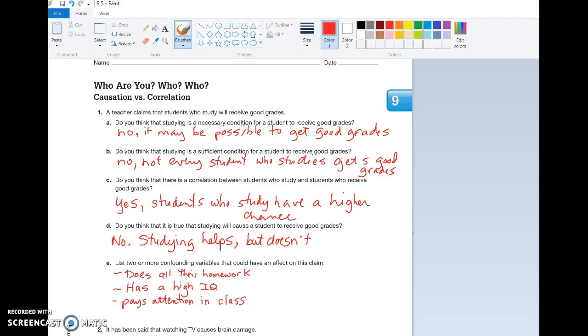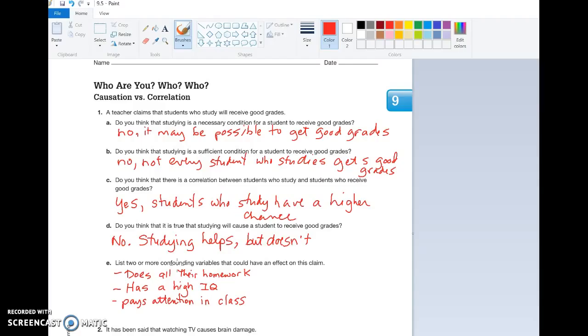So I put down a few answers. I went ahead and paused it so that I wasn't wasting time writing. A student who does all of their homework might get good grades. That's different than studying. Studying is like looking and trying to memorize a bunch of information, right? Or reading through notes. But maybe the student does all their homework, and that helps them to get good grades just because of the way the teacher grades.